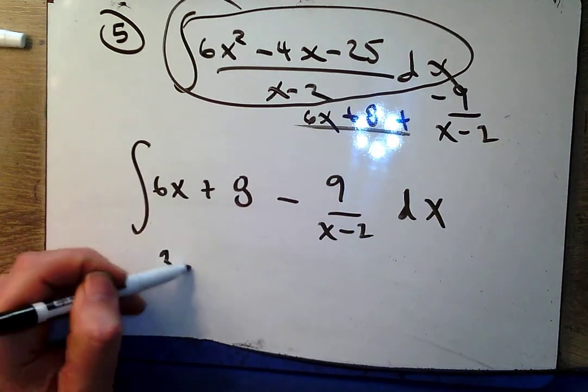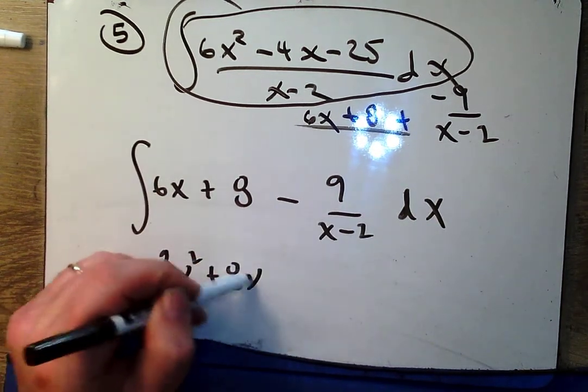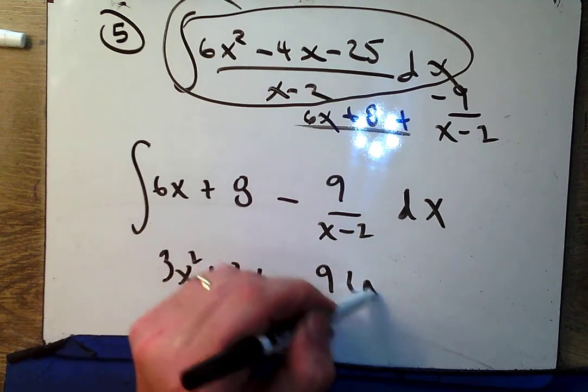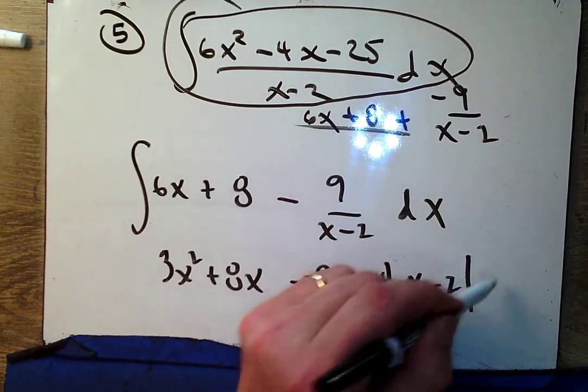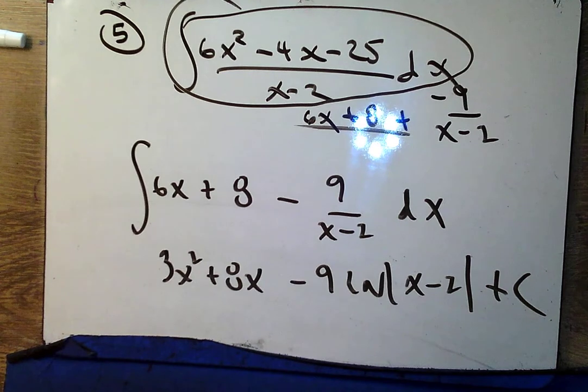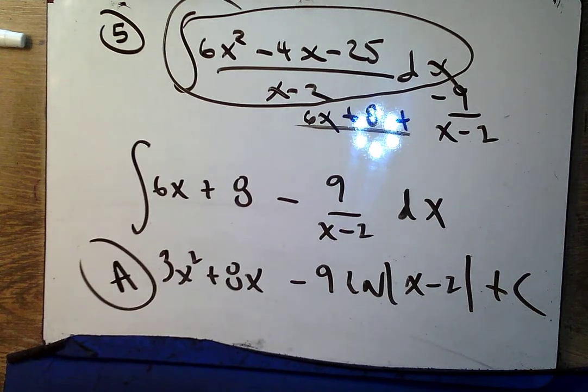So 3x squared plus 8x minus 9 ln x minus 2 plus c. I mean, really, that's so nice. Is that choice A again? Huh, I think they were kind of stuck for their choices. Okay, there's 5. How about number 6?